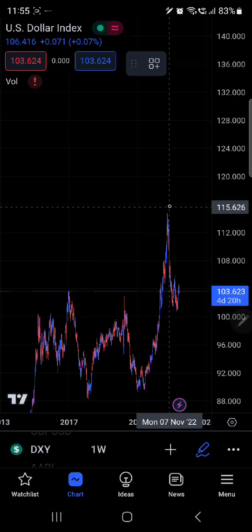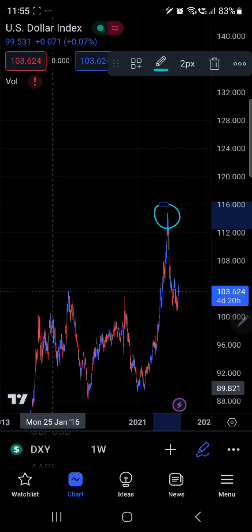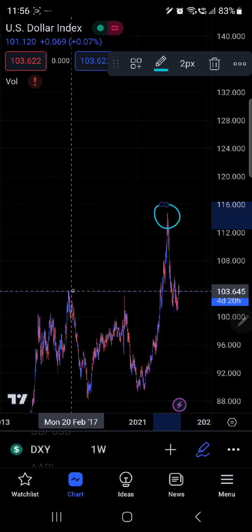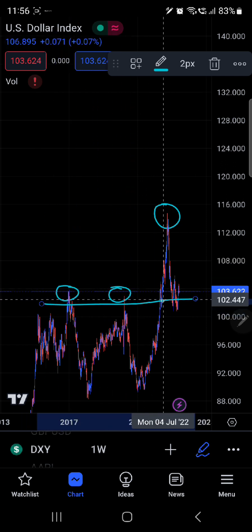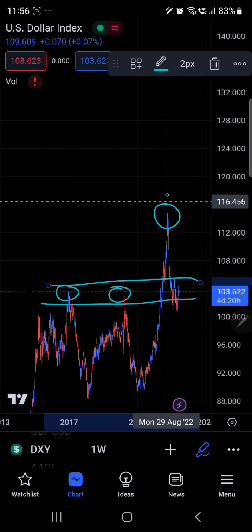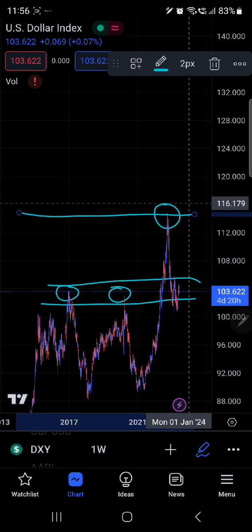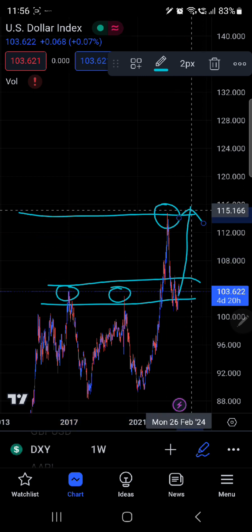Okay, if you guys realize, this was the highest point the US has reached since 2013 or something. Before that this was the highest, and guess what, it came back to this point. As you guys know, there is resistance and there is support. For now this is the supporting area, and this is the newest resistance area.